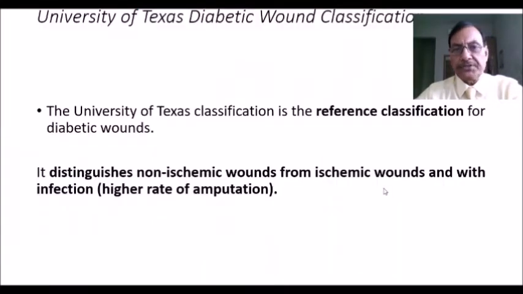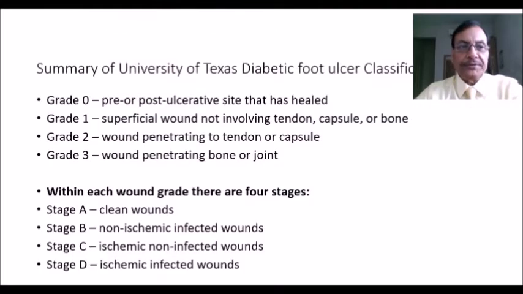University of Texas Diabetic Wound Classification. It is a reference classification for the diabetic wounds. And it distinguishes non-ischemic wounds from the ischemic wounds and with infection. Ischemic wounds with infection have a higher rate of amputation. So let us see a little of the University of Texas Diabetic Foot Ulcer Classification.